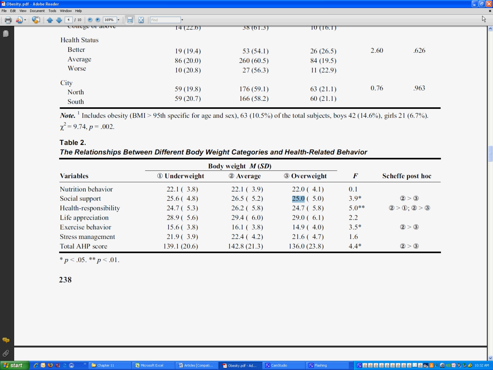So those are just 3 examples. These are similar to articles that you'll have for the assignment. And that ends chapter 12.